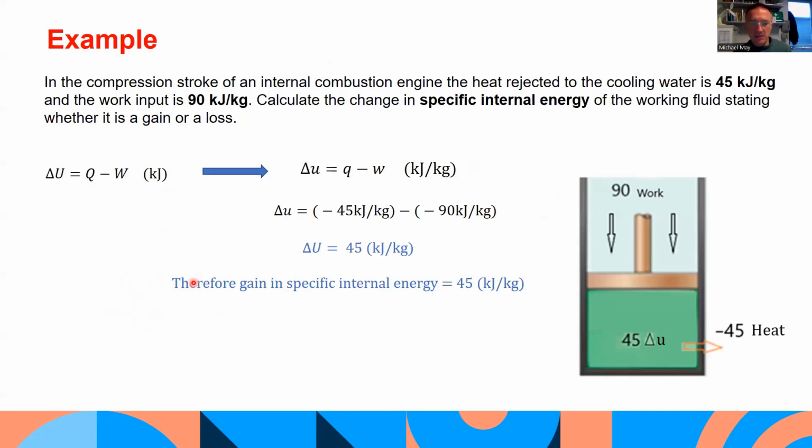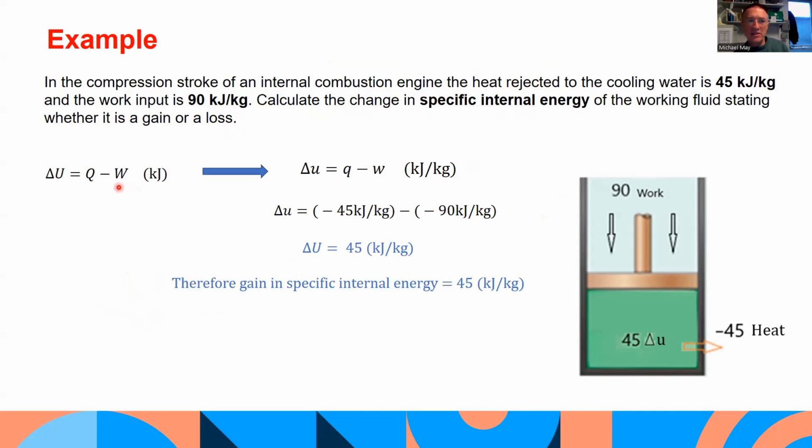So a few examples of all this. In the compression stroke of an internal combustion engine, the heat rejected to the cooling water is 45 kilojoules per kilogram, and the work input is 90 kilojoules per kilogram. Calculate the change in specific internal energy of the working fluid, stating whether it's a gain or a loss.